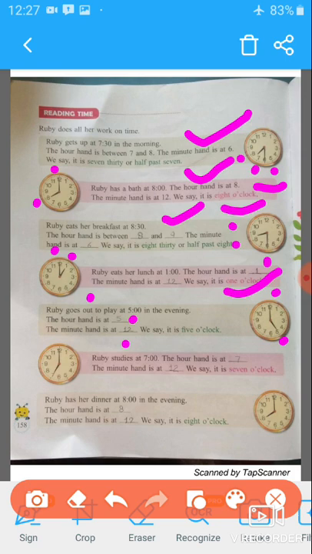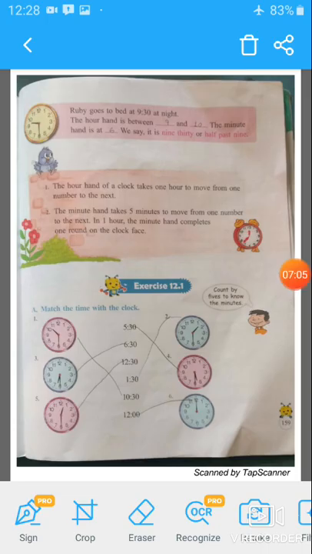Now next, Ruby studies at 7. The hour hand is at 7 and the minute hand is at 12. It means we say it is 7 o'clock. Next, Ruby has her dinner at 8 in the evening. So students, can you tell where our hands are at this time? Right, the hour hand is at 8. You will write here 8 and the minute hand is at 12. We say it is 8 o'clock.